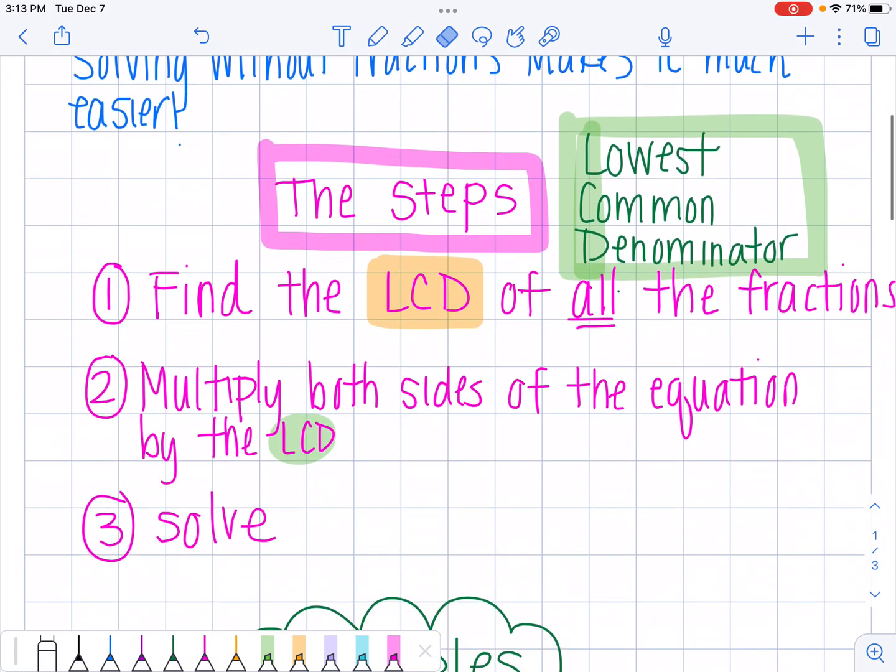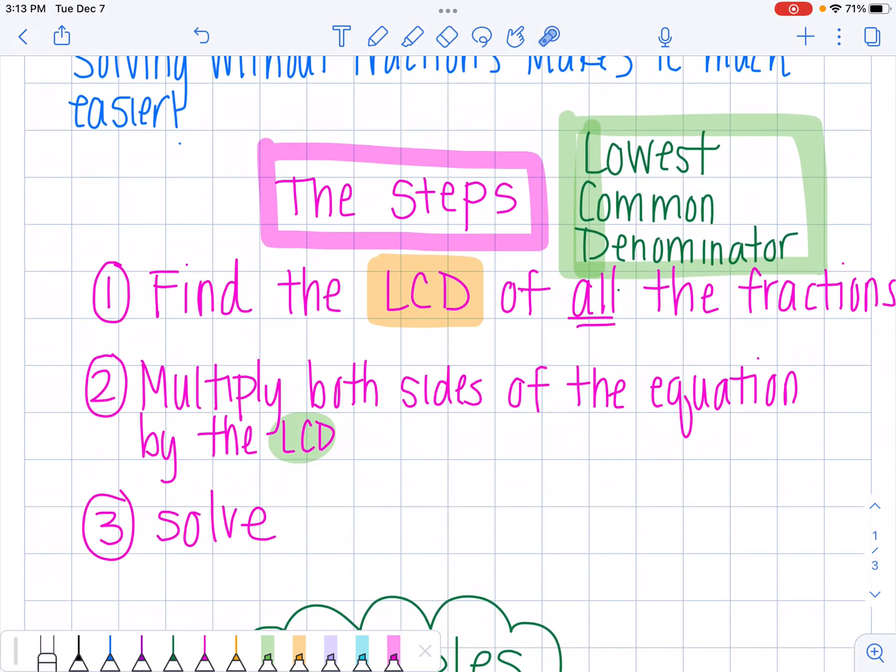Step number 1, I have to find the LCD, which stands for lowest common denominator or least common denominator of all of the fractions. Then I'm going to multiply both sides of the equation by the number that I found for my least common denominator, my LCD, and then I'm going to solve. So I have 2 examples for you.